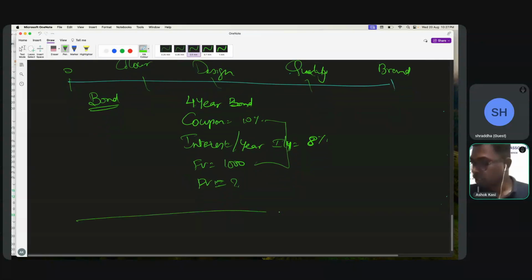So again, I draw the timeline. It is a 4-year bond. So here, what is my color?